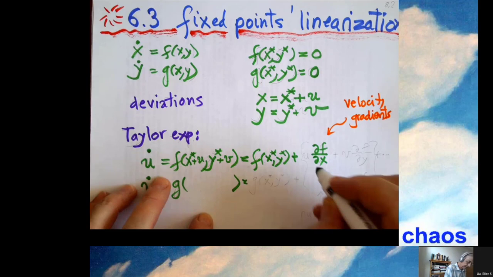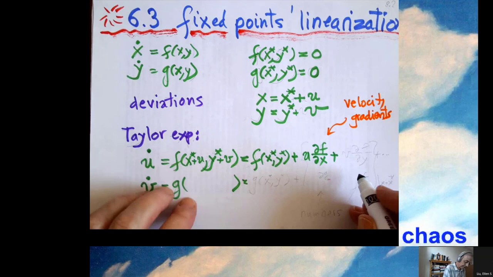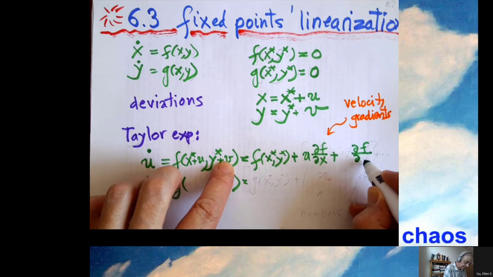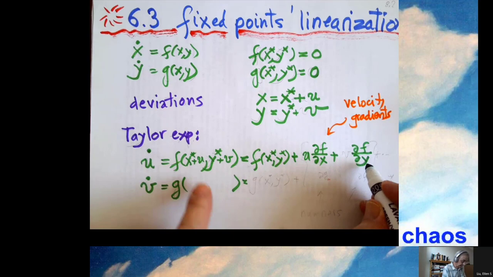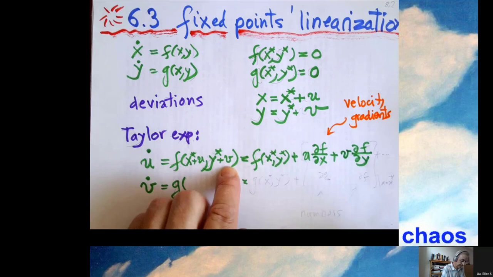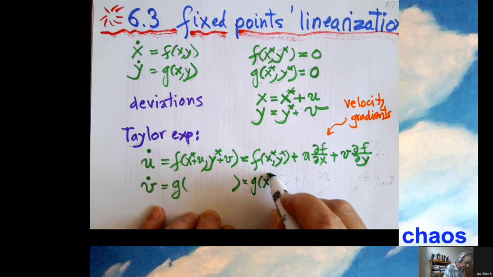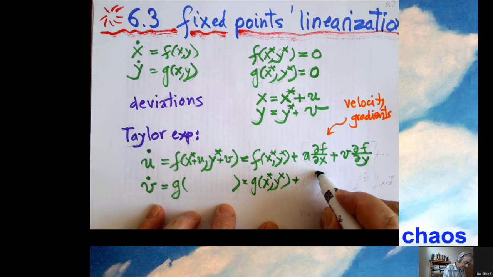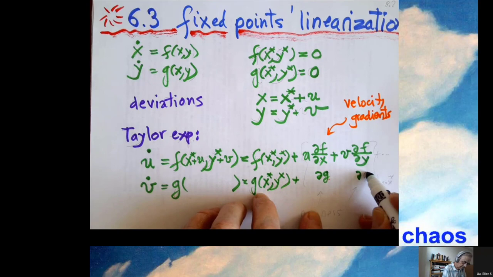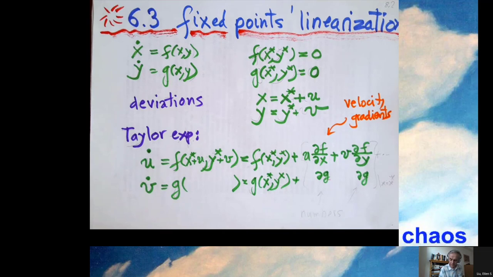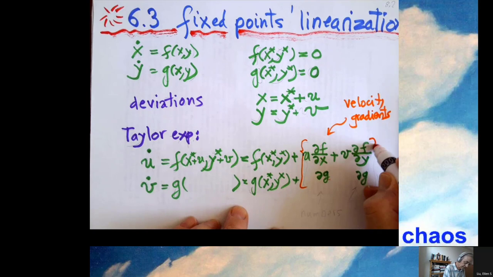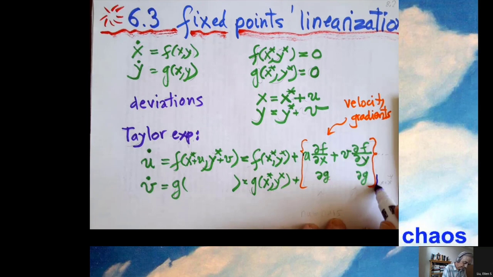Now, I can also take a derivative with respect to the second component, evaluate it at the fixed point, as you do in Taylor expansions, and multiply it by this guy. And of course, I can do this for the second component of velocity. The only thing that changes is that instead of f, I have g here, but the terms all look the same. And now what I'm really doing is thinking of all these terms evaluated at the fixed points.